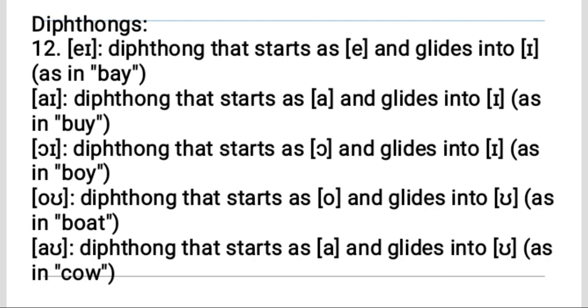And diphthongs. A diphthong that starts as E and glides into I, as in bay. A diphthong that starts as A and glides into I, as in by. A diphthong that starts as O and glides into I, as in boy. A diphthong that starts as O, as in boat. A diphthong that starts as A and glides into U, as in cow.